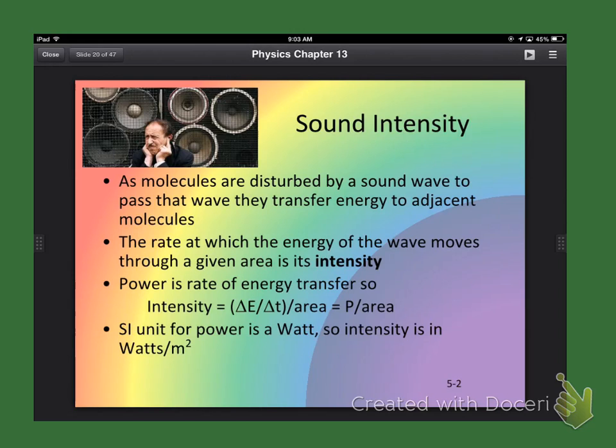Intensity of sound is the rate at which the energy is moving. So remember that waves are a disturbance in a medium that transfers energy. The rate at which energy is transferred is power, if you think back to Chapter 5. So really we're looking at power, and it's power per unit area that is the equation for intensity. And intensity is watts per meter squared.